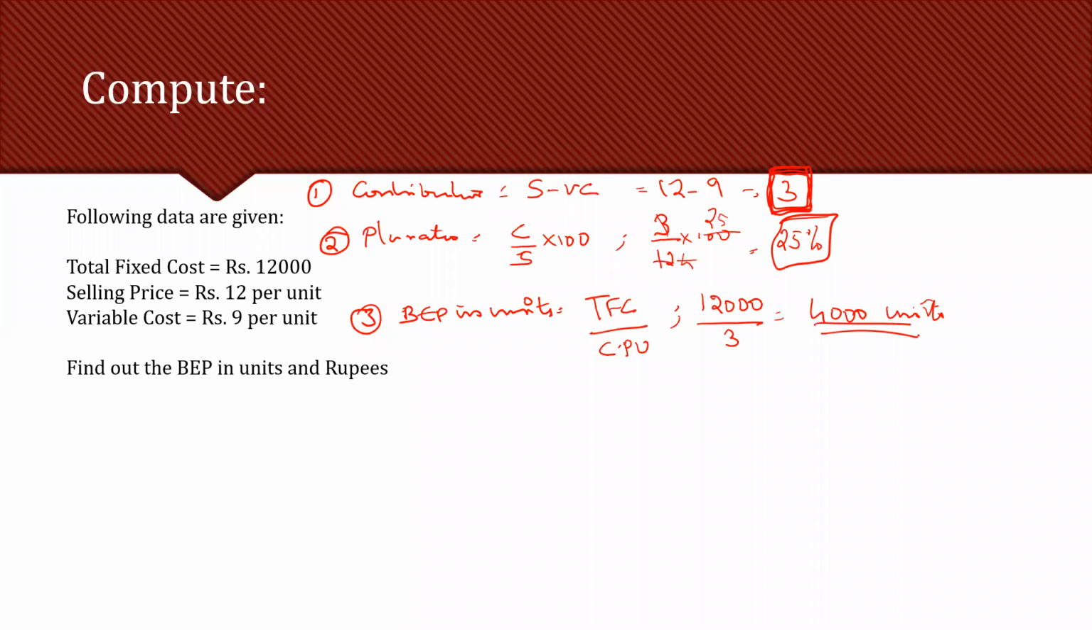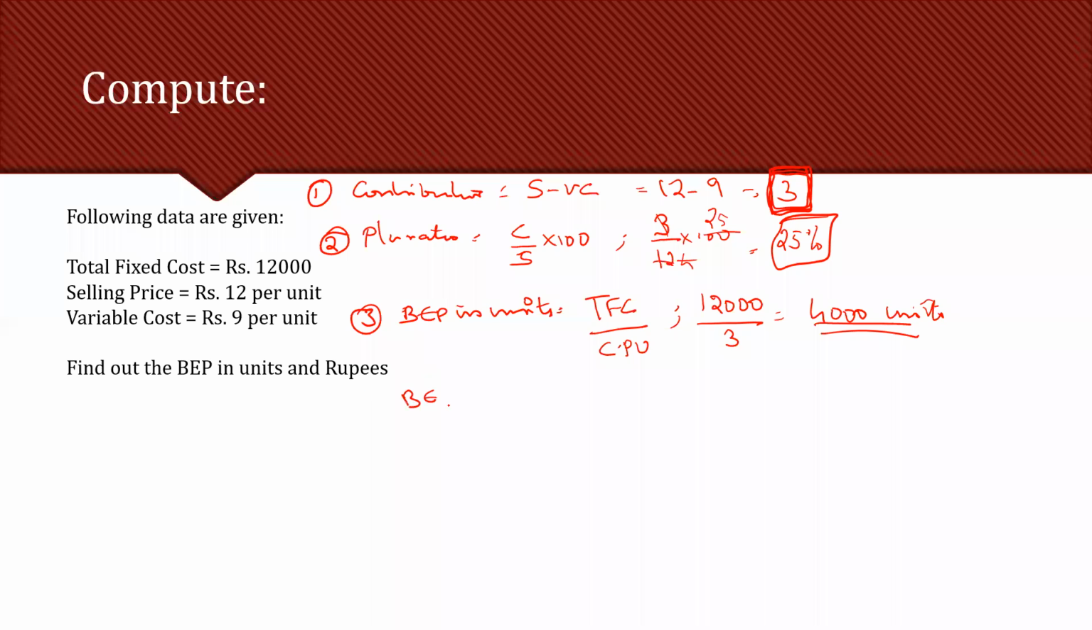This means that the company has to produce 4,000 units in order to reach their break-even point. Anything below 4,000 units, they will be making loss. Anything above 4,000 units, they will be making profit. And what is the next one?